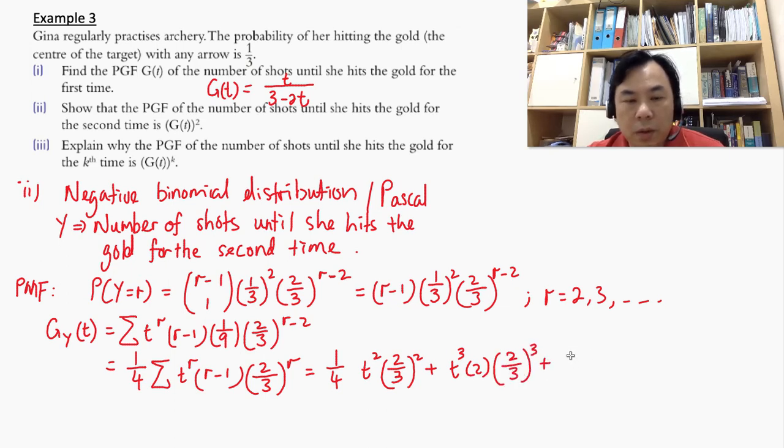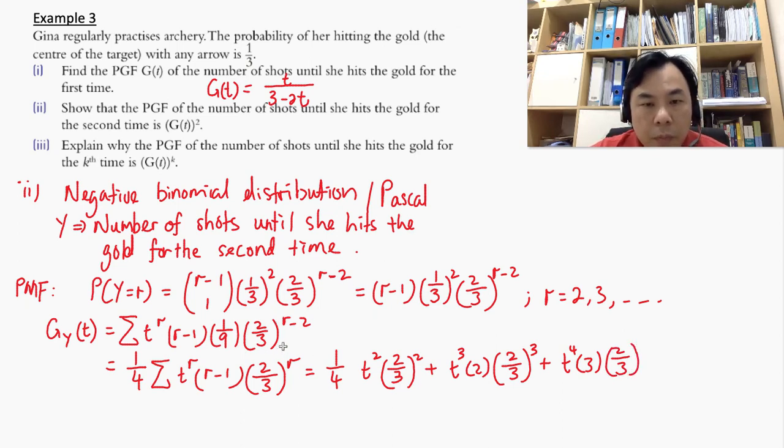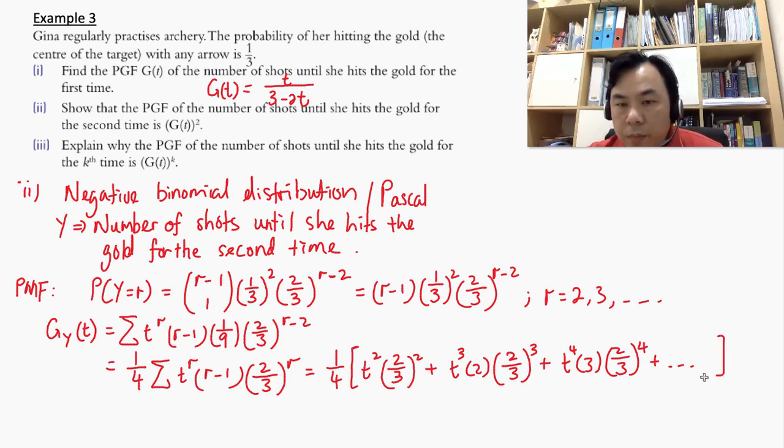And then after that, a 4. I think I wrote, oh yeah, a 4. So that will be a 4 there. And so on and so forth, of course, until infinity here. Okay, so from here we can factorize the 2 over 3 here. That will be 4 over 1 over 9 then. So that will be 1 over 9.